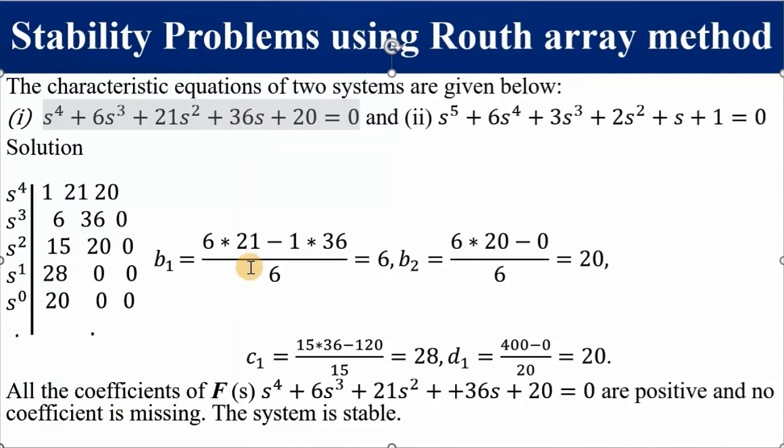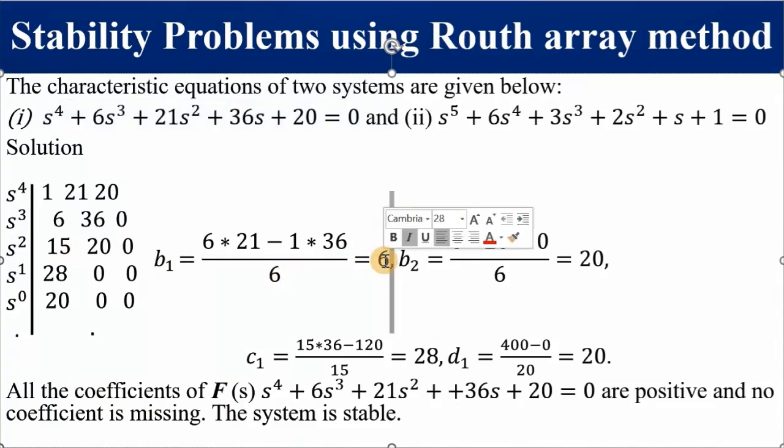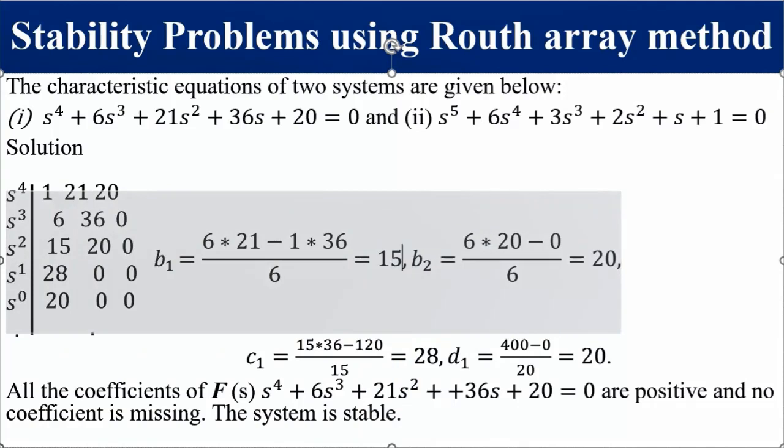This is our B1. We are going to find the determinant, which is 6. There's an error there, I don't know what happened. This is 15, so this is our B1. Go to our B2, which is 20. If you solve this one, you get 20, so we put a 20 there. You go to C1, our C1 is 28. You go to D1, our D1 is 20. So we have now populated our Routh-Hurwitz table, and let us evaluate it. In the first column there is no change of sign, hence the system is stable. All the coefficients of this equation are positive and no coefficient is missing, hence the system is stable.